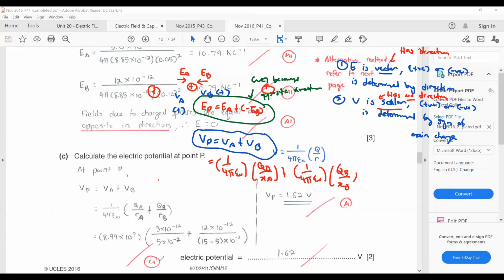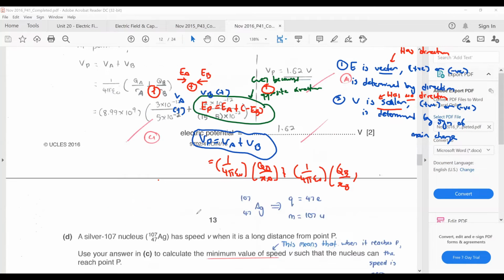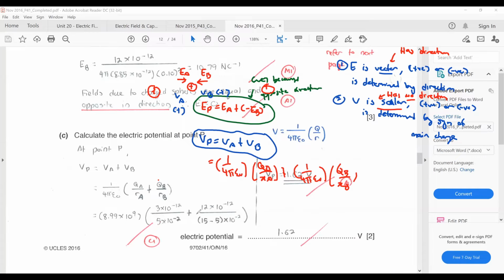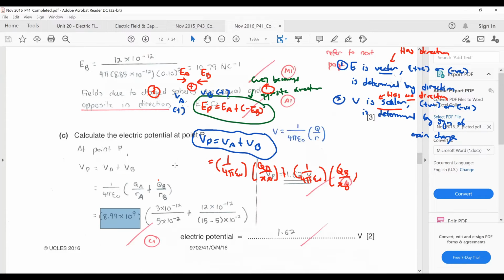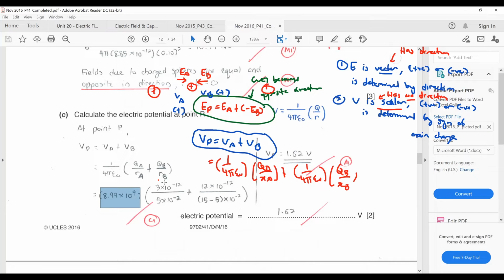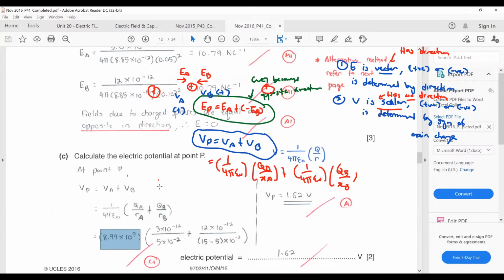Okay, so that part should be it. Here you see I use 1 over 4 pi epsilon naught, and I straight away use it as 8.99 times 10 to the power 9. It will be much faster to use this value straight rather than subbing in the values one by one. So you get your value of electric potential as 1.62 volts.